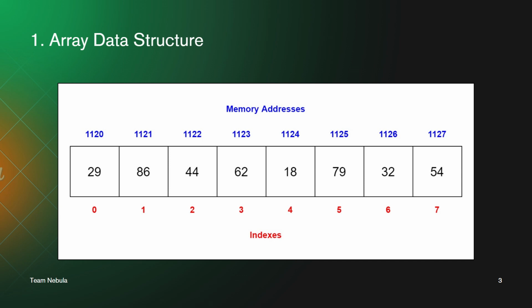Array data structure. In an array, elements are stored in continuous memory locations. All elements in an array are of the same type, and the programming language determines the allowable types.